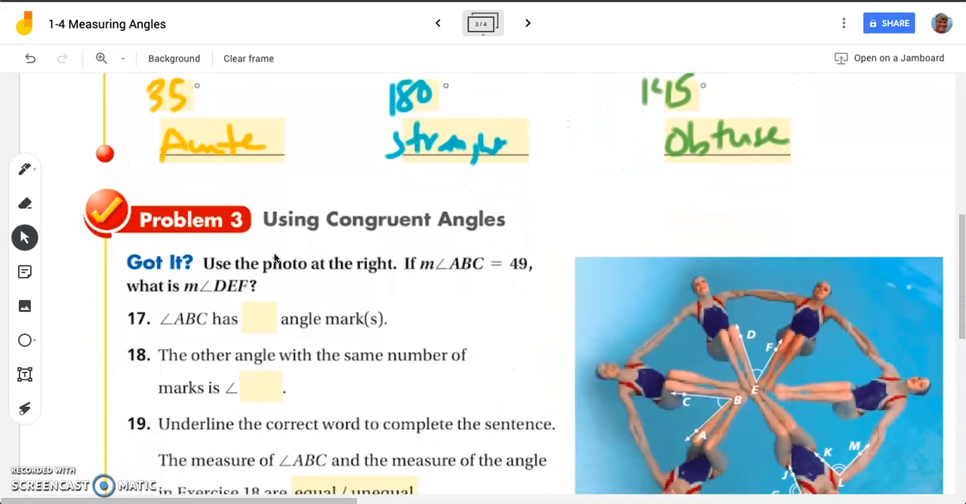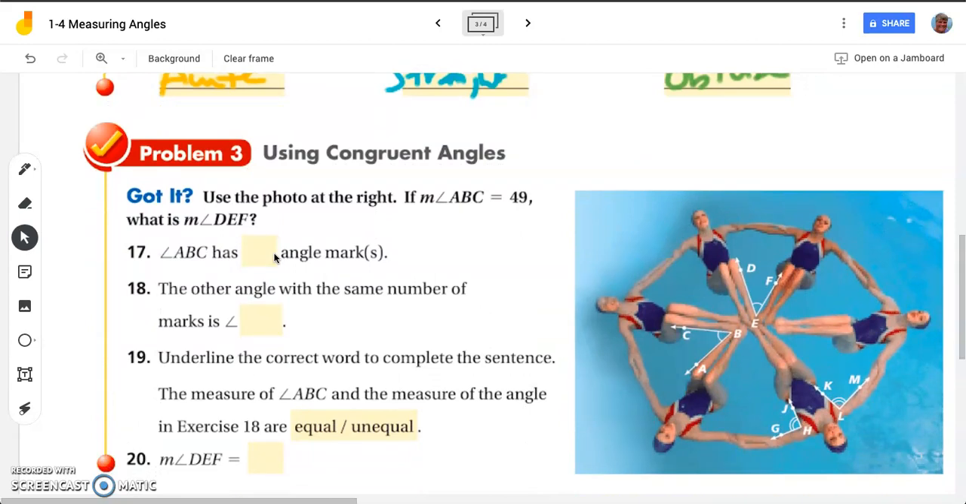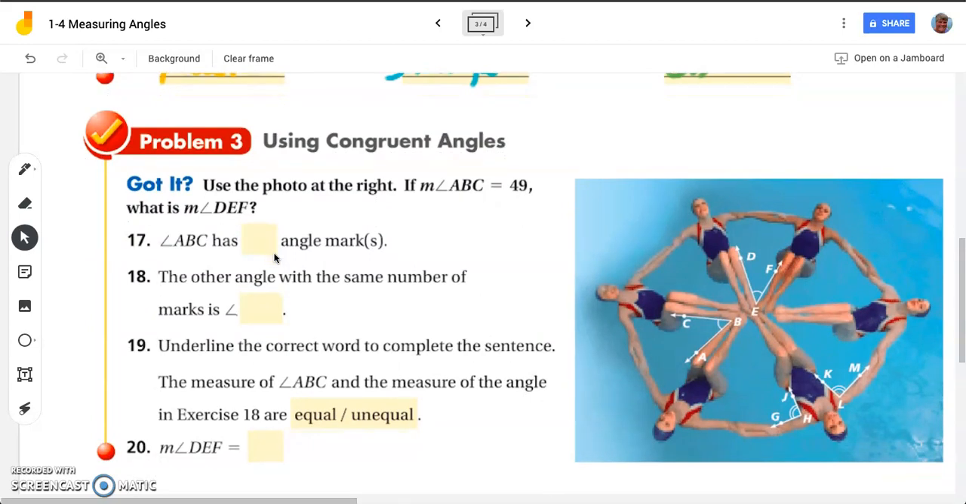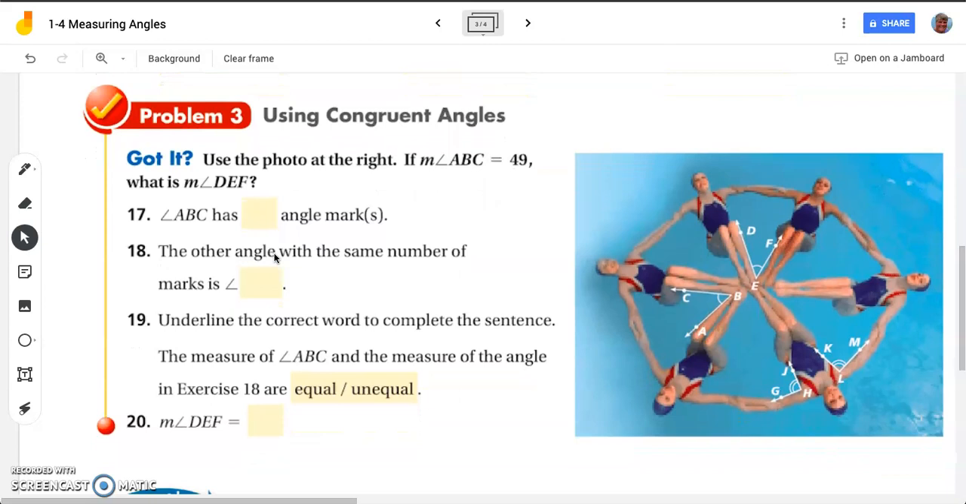Let's look at the bottom. It says if ABC is 49, what is DEF? Well, look, there's a tick mark. And with a tick mark, it means they are the same because they are equal. There's one tick mark, one angle mark, and it's DEF. And that's how we find the measure of angles at this point.